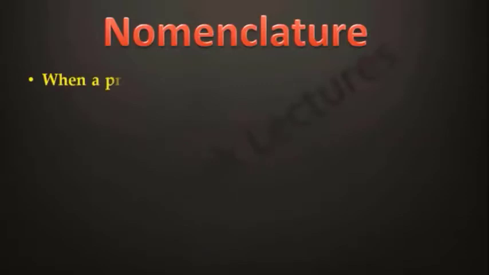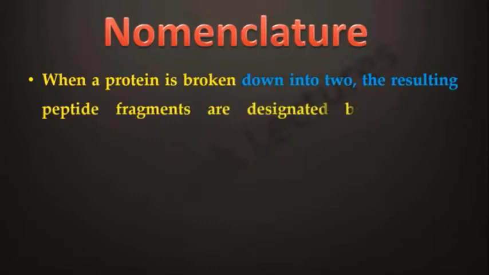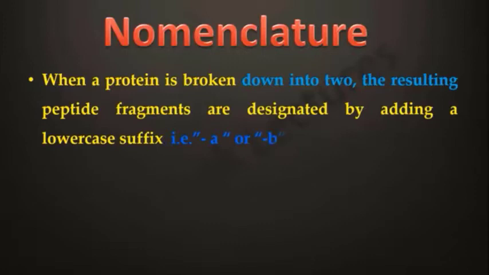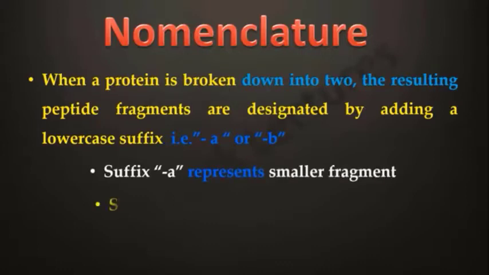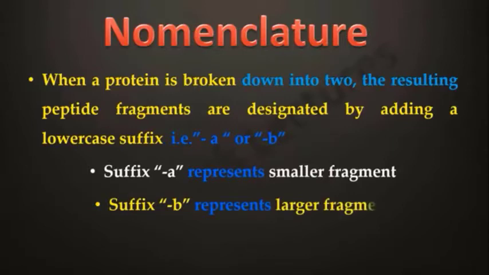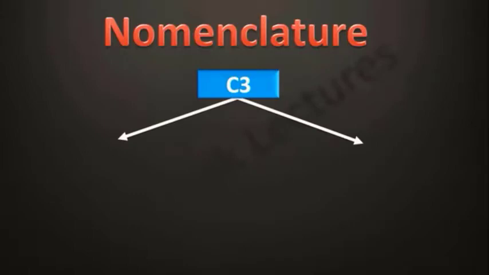In the complement system, when a protein is cleaved or broken down into two, the resulting peptide fragments are designated by adding a lowercase suffix, that is either a or b. Suffix a represents that this fragment is the smaller one, and suffix b represents that this fragment is the larger one. For example, complement protein C3 is cleaved and these two fragments are produced. The large one is represented by C3b and the smaller fragment is represented by C3a.